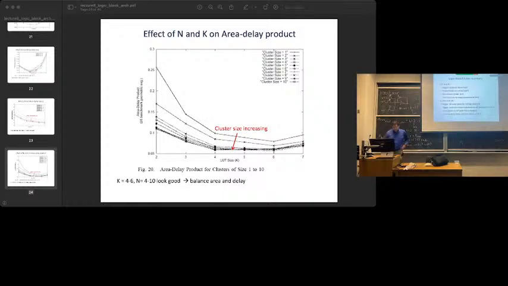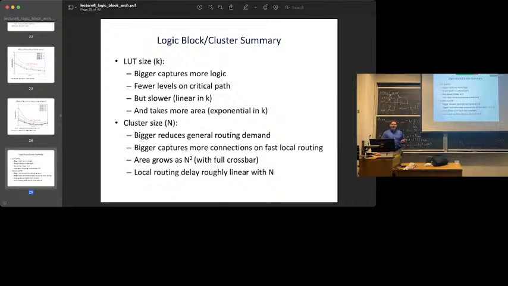Okay, so if I was to summarize that, for LUT size, a bigger LUT captures more logic, and you need fewer of them in series to implement your design, so your critical path goes through fewer lookup tables. That also means there are fewer connections that have to be routed between them. So it doesn't just help that you have fewer levels of logic delay, you also have fewer routing delays to add up.